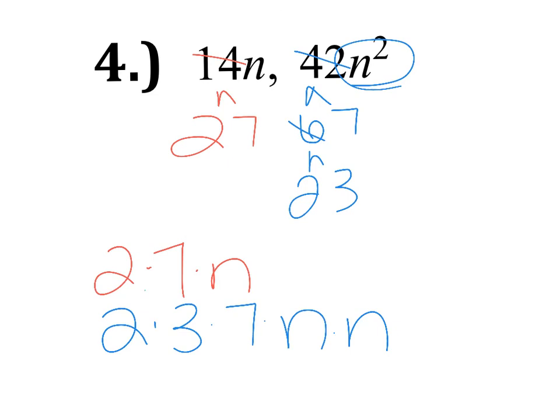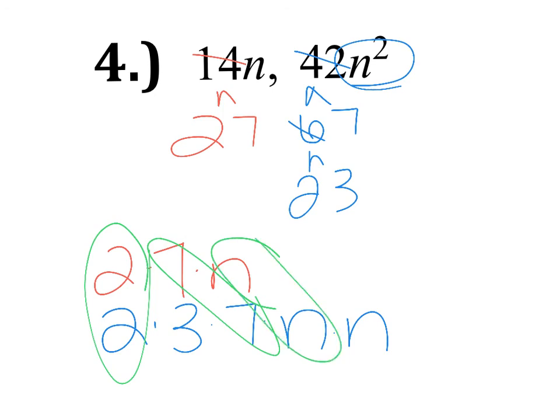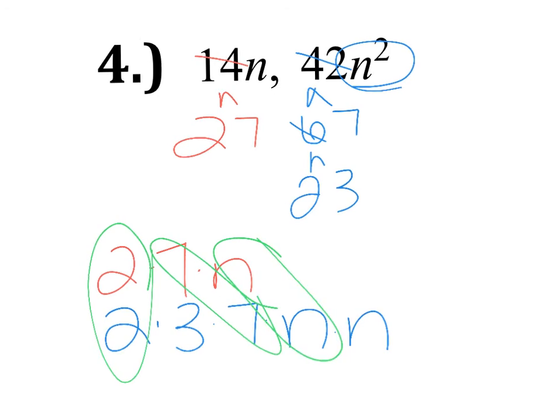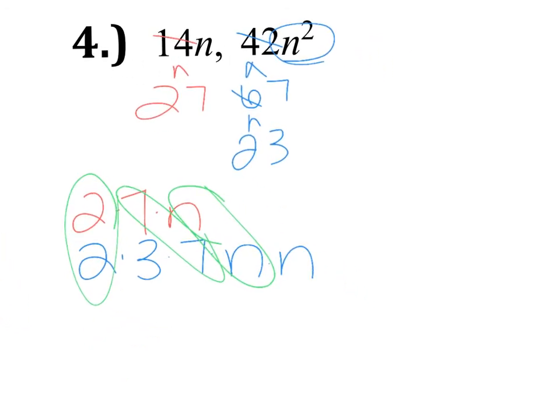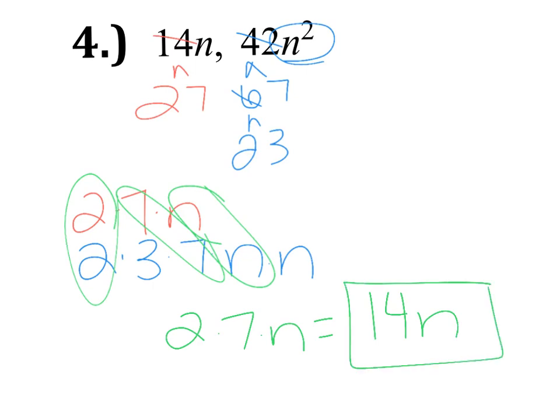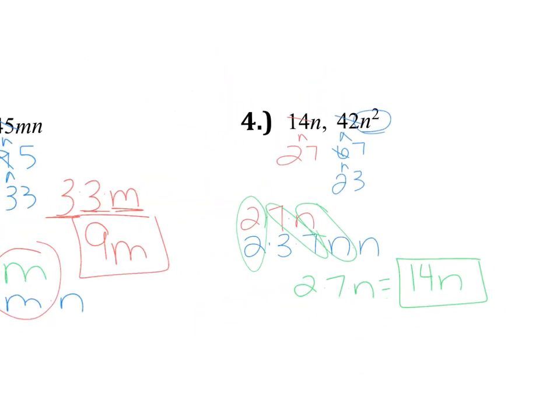Looking to see what they have in common. They have a 2, they have a 7, and they have one n. So if we put that together, if they have a 2, a 7, and an n, the GCF is going to be 14n. So you're looking to see what they have in common.